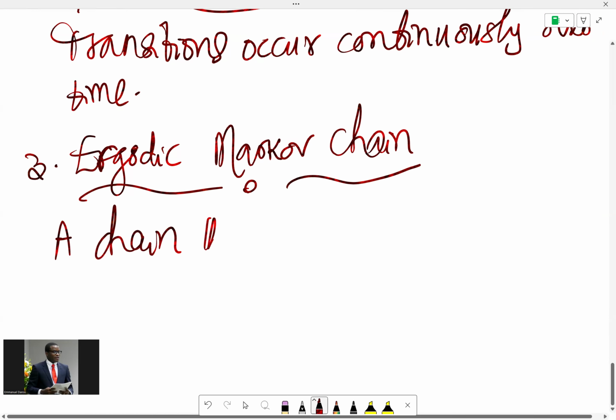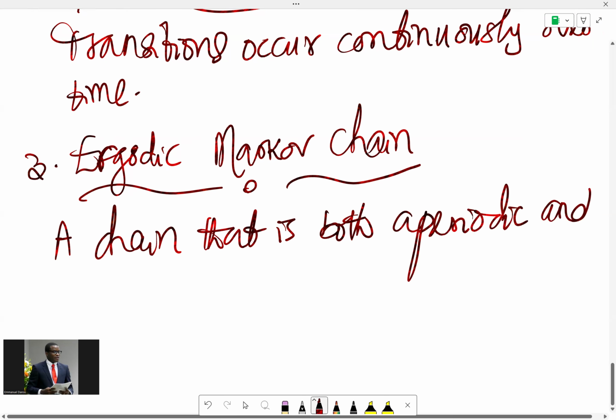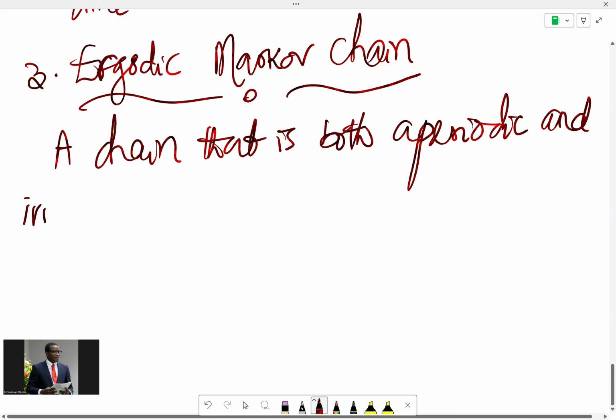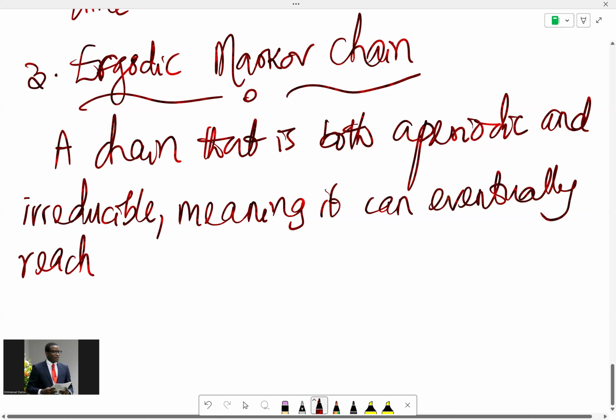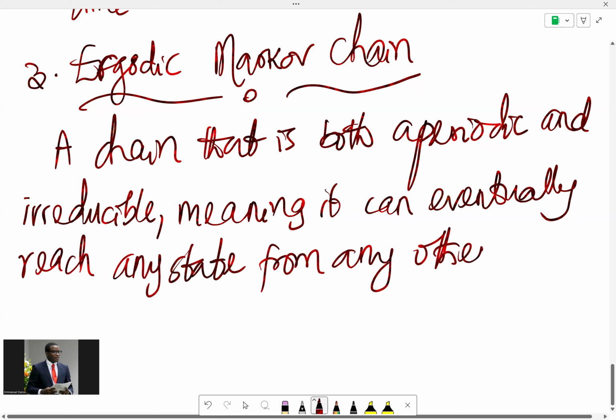It is a chain that is both aperiodic and irreducible, meaning it can eventually reach any state from any other state. Okay, so that is the ergodic Markov chain.